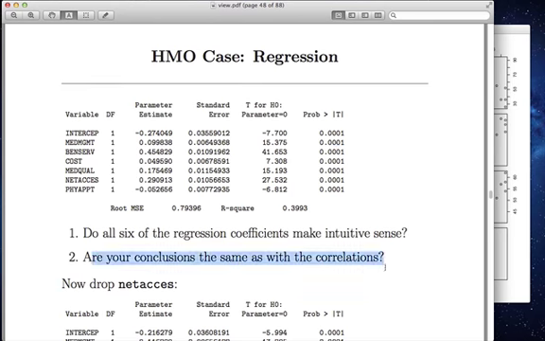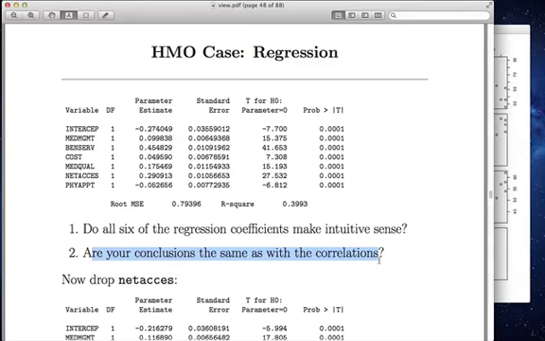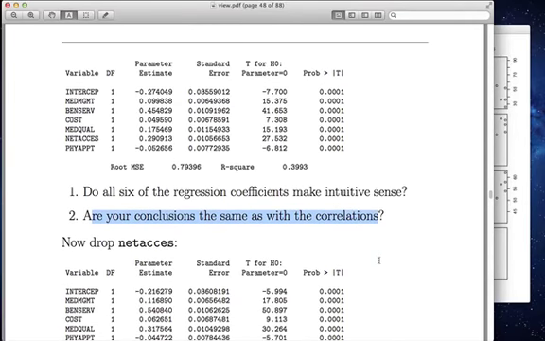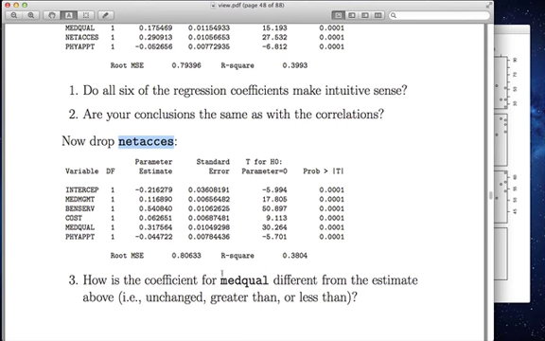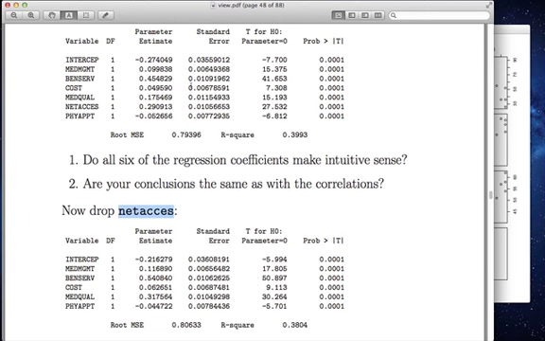So are the conclusions the same as with the correlations? The answer is no. Why? It's due to multicollinearity. Now let's drop one of the terms. I'm going to drop satisfaction with network access. And after I do that, let's compare what happens to medical quality. So in this first regression, the medical quality coefficient is about 0.17.